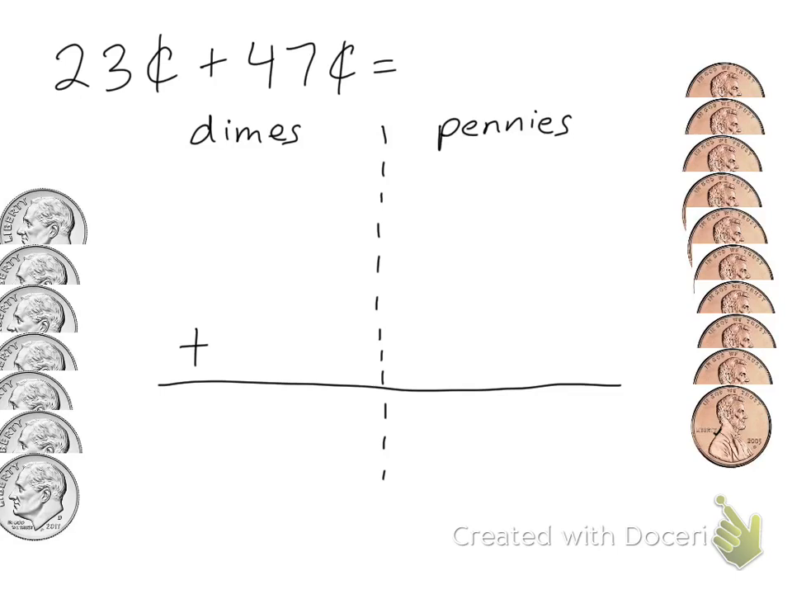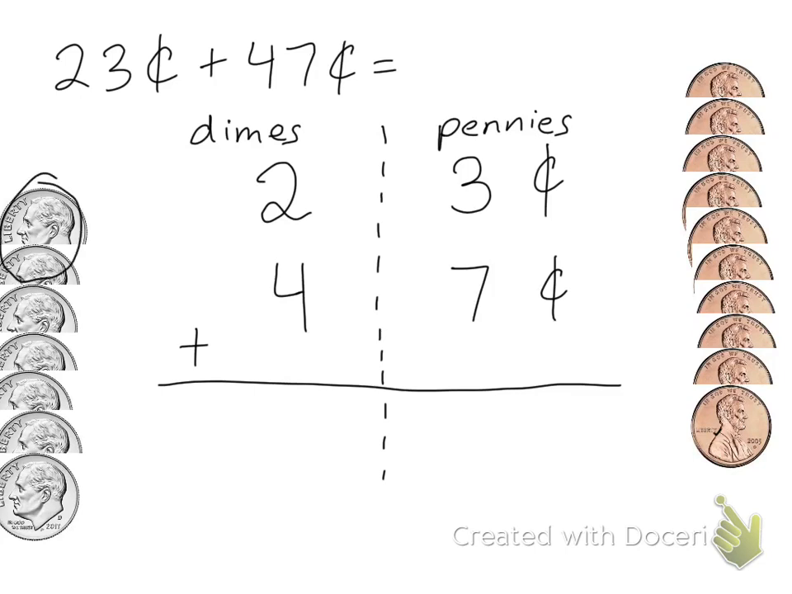So I'm going to write this problem so that one number is above the other. So I'm going to put 23, there's 2 dimes and 3 pennies. And then I have 4 dimes and 7 pennies. All right. So if I wanted to show that, I'd have 2 dimes and 3 pennies, and then I'd have 4 dimes and 7 pennies. Okay, all right.